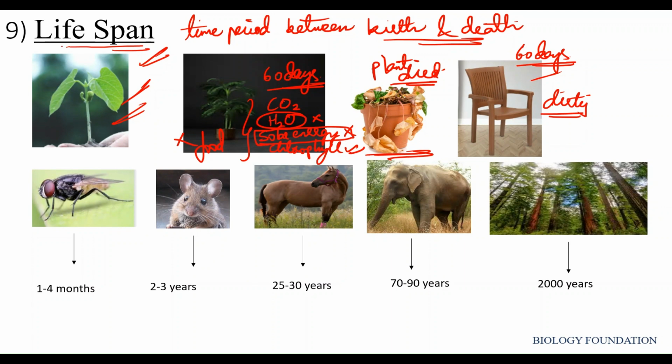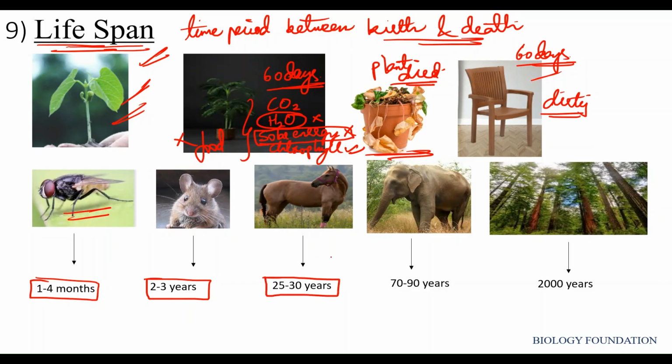But what I'm trying to say is living organisms have a lifespan. What is lifespan? It is the period, the time between birth and death. And it's not the same for all living organisms. Like for example, here you can see a housefly. Average lifespan of a housefly is 1 to 4 months. For a mouse, it's 2 to 3 years. For a horse, the lifespan is 25 to 30 years.